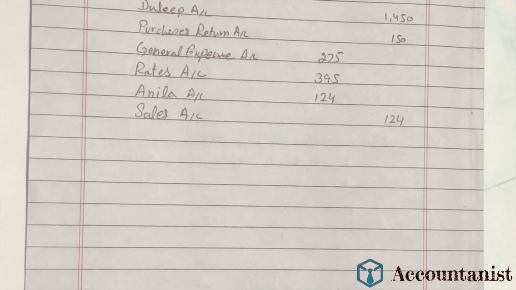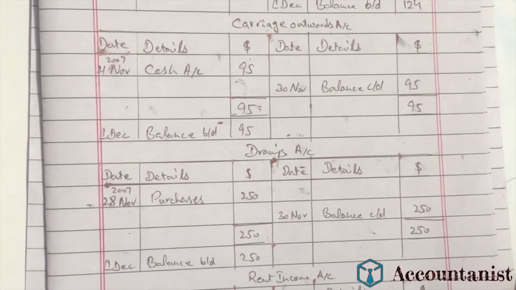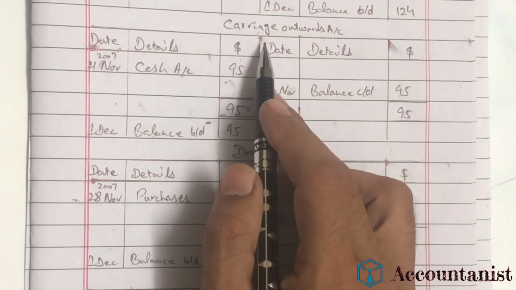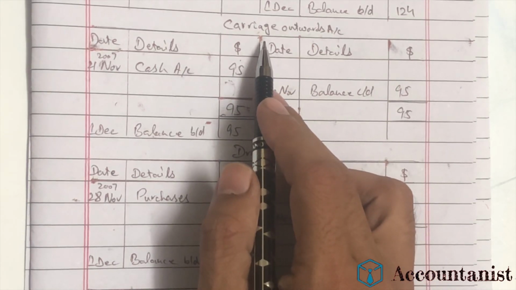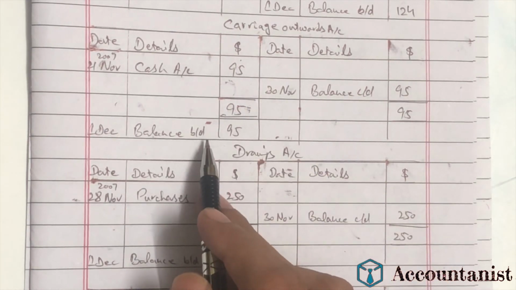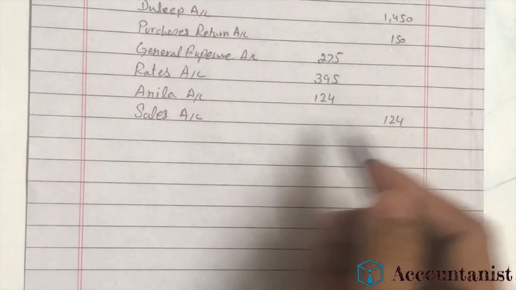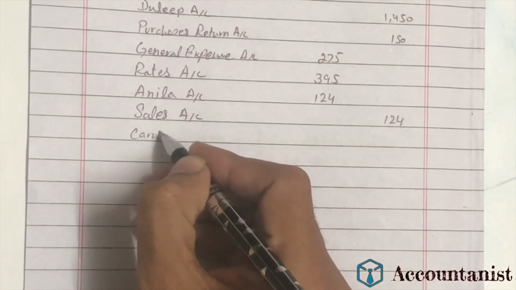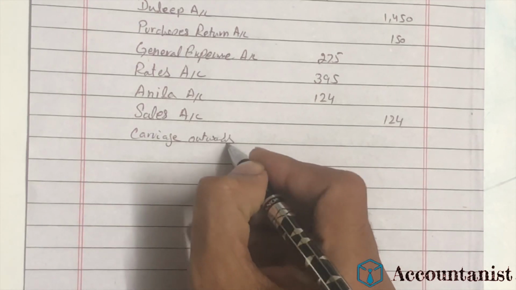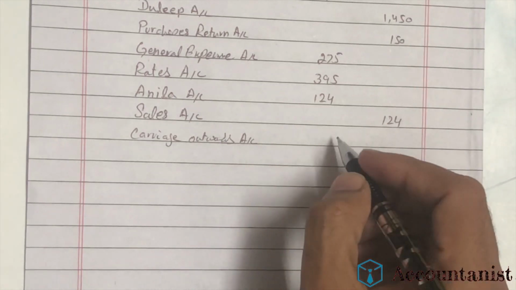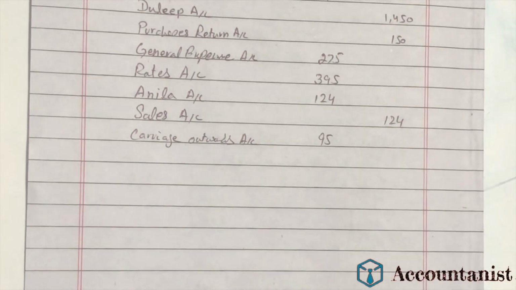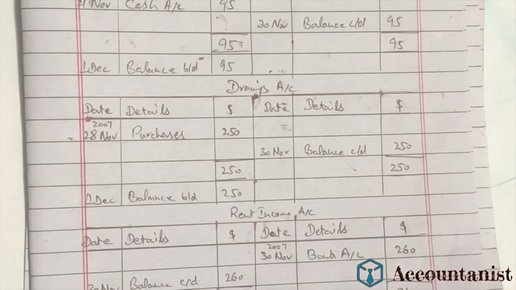Now the next account that we had is the carriage outwards account. It's the carriage that we paid on purchases, the delivery charges that we paid on purchases. It's our expense. It has a debit balance of $95. So we'll write down here carriage outwards account, that will be 95. Carriage outwards is the delivery charges that we paid on sales to deliver the goods to our customers.